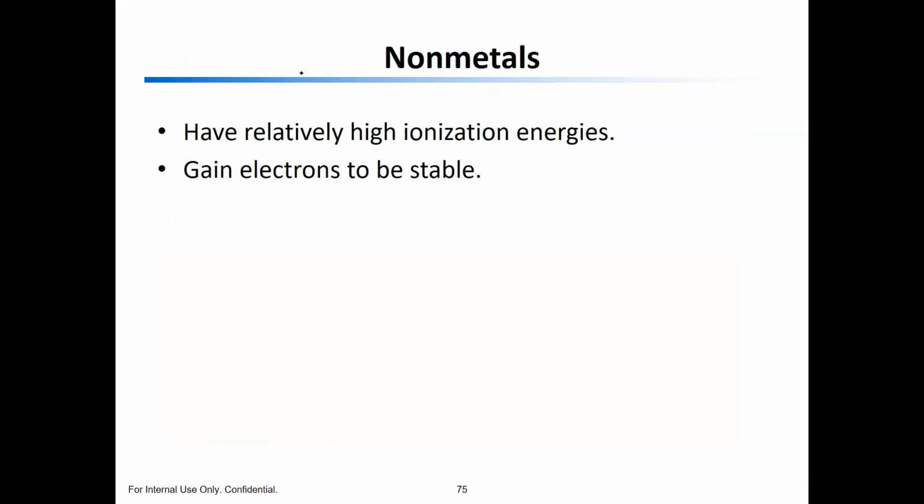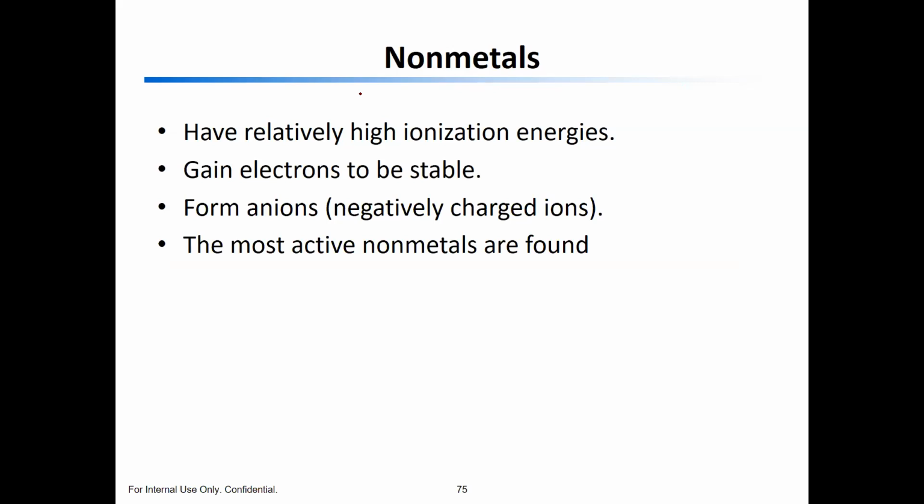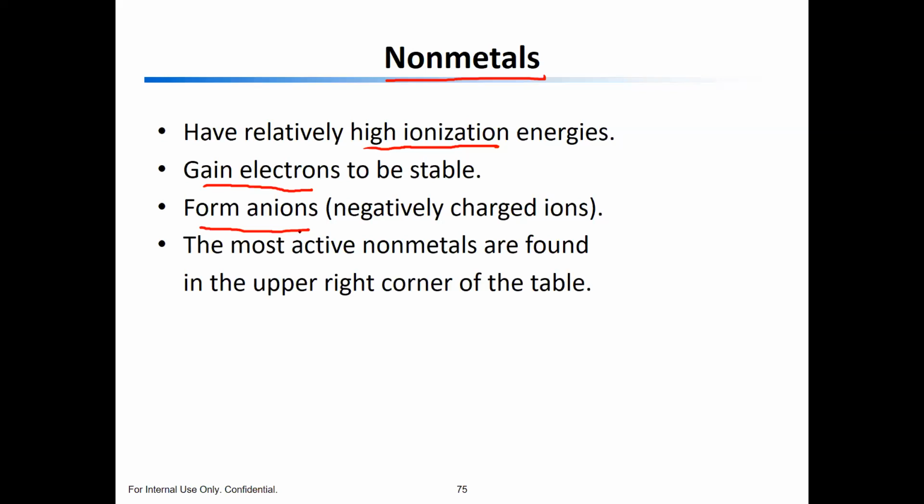So we see some trends on the periodic table. Non-metals. It takes a lot of energy to remove an electron. And non-metals, what we notice, they like to gain electrons. They don't like to lose electrons. They like to gain electrons. Since they like to gain electrons, they like to form anions. So we're going to talk more about this next chapter. So where are these non-metals? On the upper right-hand corner of the periodic table. These are your non-metals.